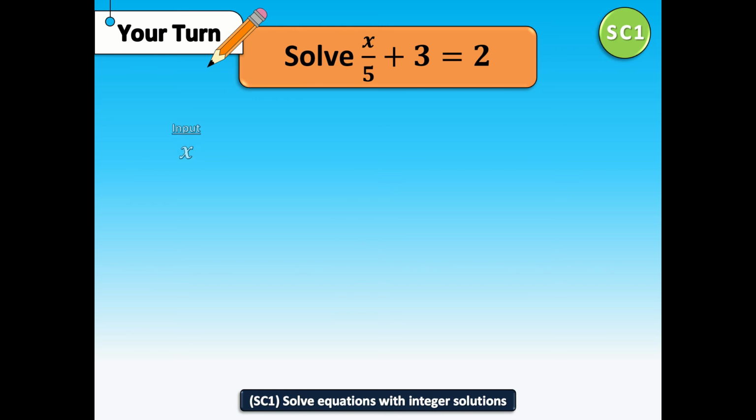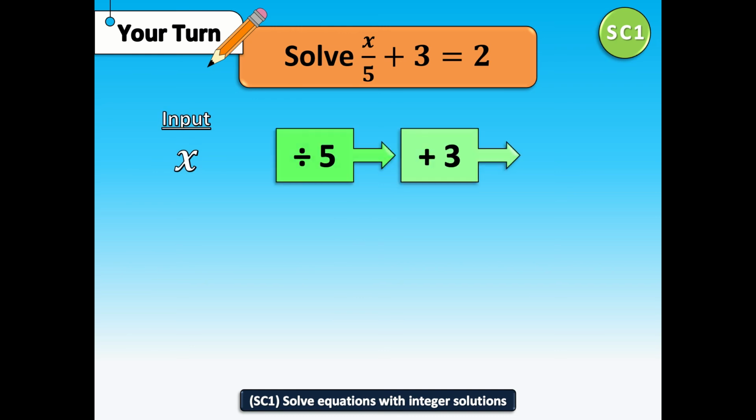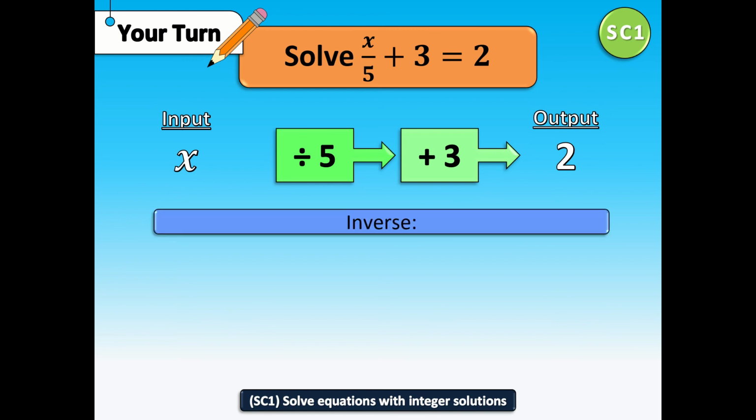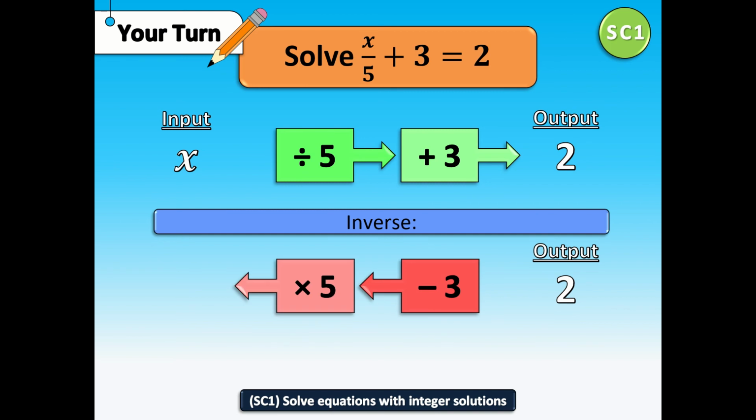So for this question, we've got x, we're dividing it by 5, we're adding 3, and we get 2. So we need to work backwards doing the opposite. We start with 2, we take away 3, and we times by 5. 2 take away 3 is minus 1, and minus 1 times 5 is minus 5. So x equals minus 5.